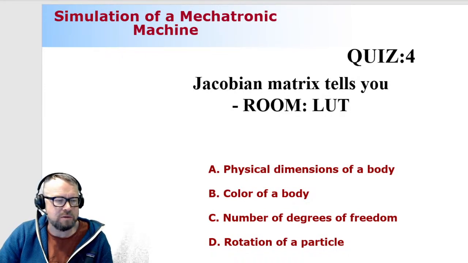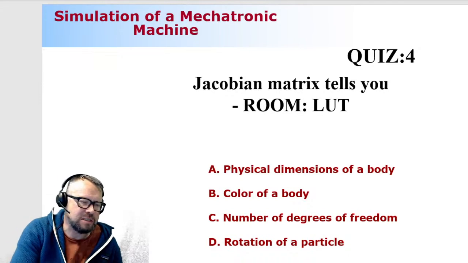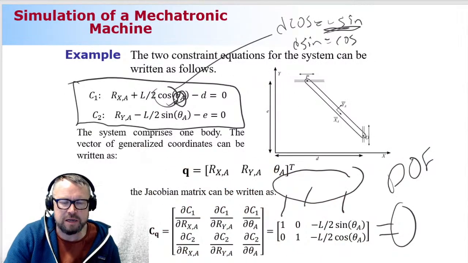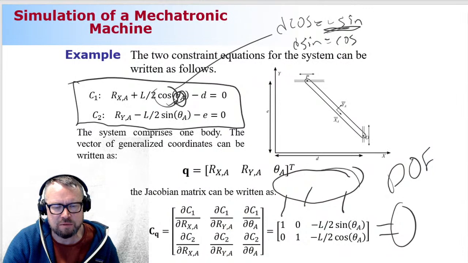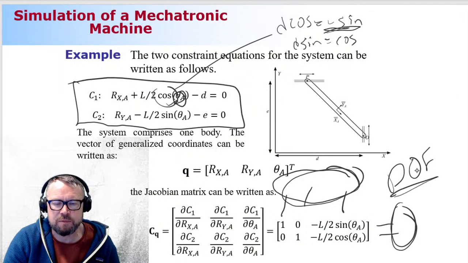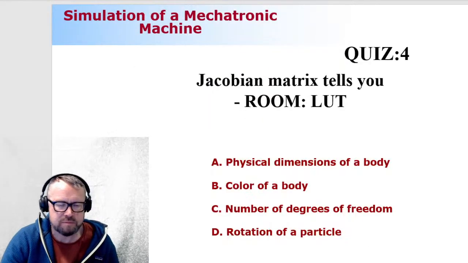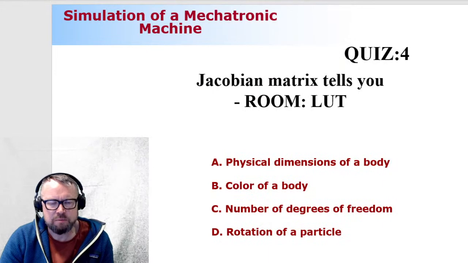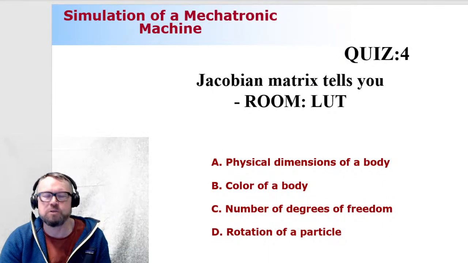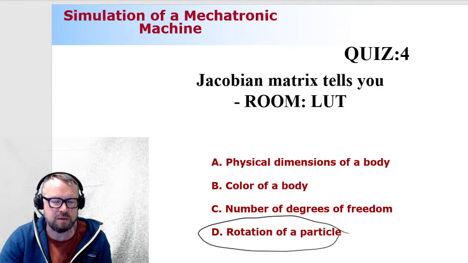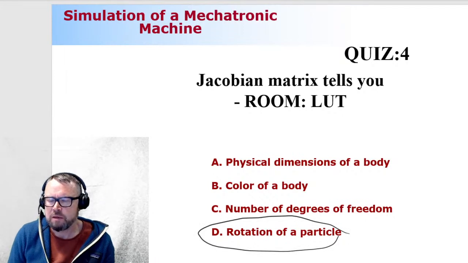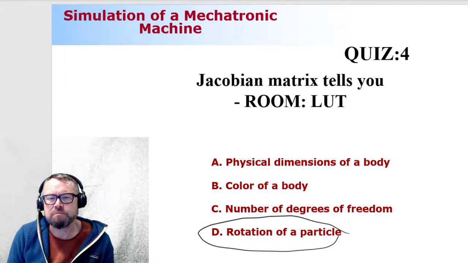It tells you the number of degrees of freedom, because look at what I just explained to you. You can count the number of generalized coordinates and the number of constraint equations, and that's the information you need to compute the number of degrees of freedom. But then some bad news. 5% of you voted for rotation of a particle. That's a big disappointment.